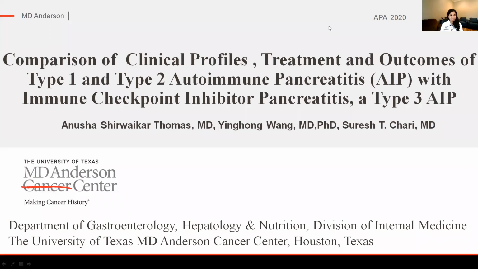Hi there, I'm Manusha Thomas, and I'm honored to present our study on the comparison of clinical profiles, treatment and outcomes of type 1 and type 2 autoimmune pancreatitis with immune checkpoint inhibitor pancreatitis, a type 3 AIP.